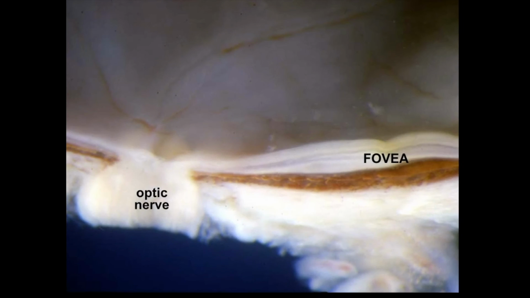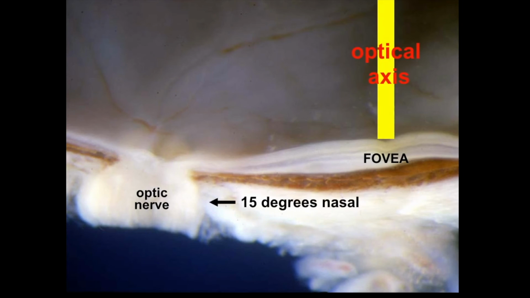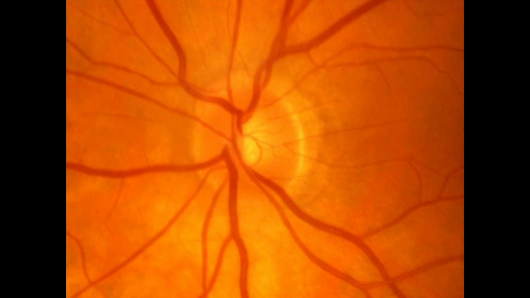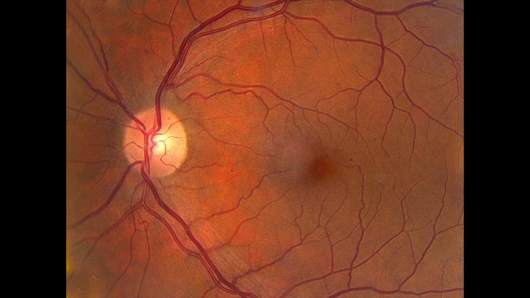The optic nerve enters the back of the eye about 15 degrees nasal to the fovea and optic axis. The nerve is composed of the axons of the retinal ganglion cells. The inner aspect of the optic nerve is the oval optic disc, which is approximately 1.5 millimeters in vertical diameter. The central retinal artery and vein enter the eye through the center of the optic disc and divide into 4 major branches that supply the inner layers of the retina.